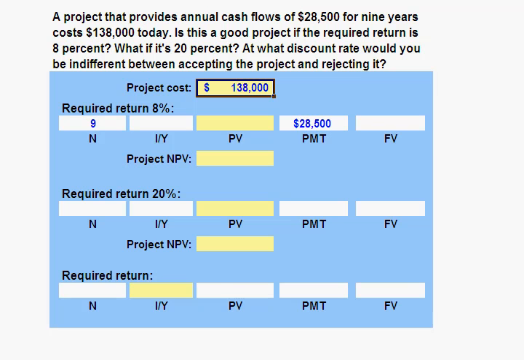In our financial calculator, let's go ahead and enter $28,500 as the project's payment. Enter 9, the project's life, for the number of years. And in our first case, our required rate of return is 8%, so enter 8 for our interest rate. Finally, our project does not have a terminal cash flow. There's no salvage value associated with it, so we'll enter 0 for the future value.